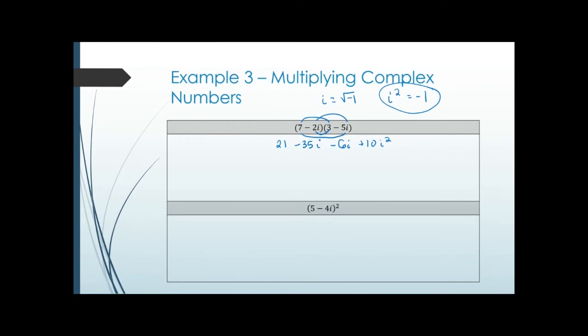So far, so good. Now we want to replace the i squared with negative 1. So we have 21 minus 35i minus 6i, plus 10, and then i squared is negative 1. So now that's 10 times negative 1. So now we need to start simplifying. So I have 21. I can combine my i's. Those are like terms. So negative 35i minus 6i is negative 41i. And then 10 times negative 1, that's minus 20. And then I can do the 20 minus 21, which is 1. So we get 1 minus 41i.